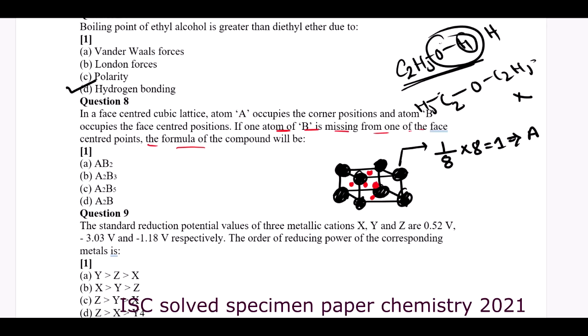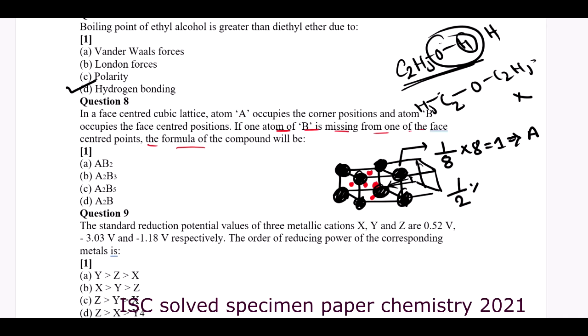For the contribution of B atom, each phase is shared by 2 other cells, because here another cell, another cube, is also present. So with the other cube also, one phase will be shared between two cells. So half will be the contribution for one atom at the center of the phase.